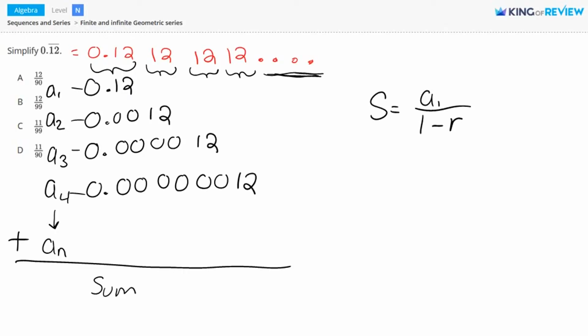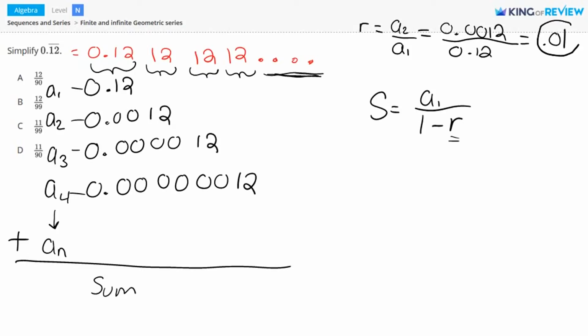And we've come up with our terms already. So now what we need to do is figure out what the common ratio is. The common ratio here can be determined using the equation R equals A2 over A1. So I'm taking the second term and dividing it by its previous term, which is A1. So we have A2, which is 0.0012, divided by A1, which is 0.12. When you divide this out, you'll get 0.01, and this is the common ratio.